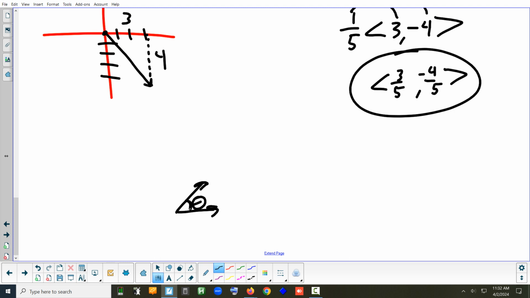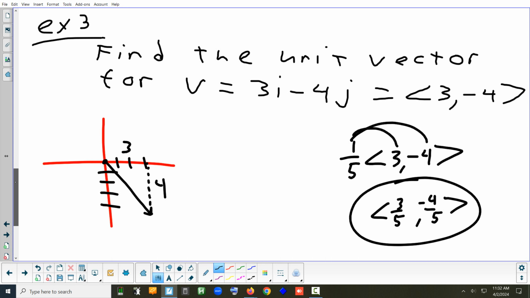Yeah. Okay. Any other questions on that one? Okay. So that's how you find a unit vector.